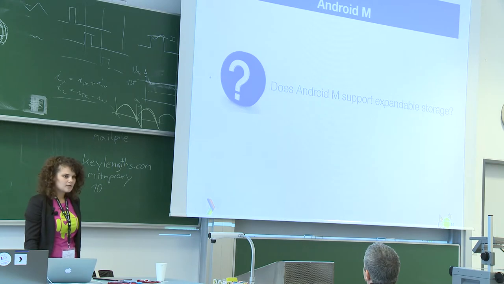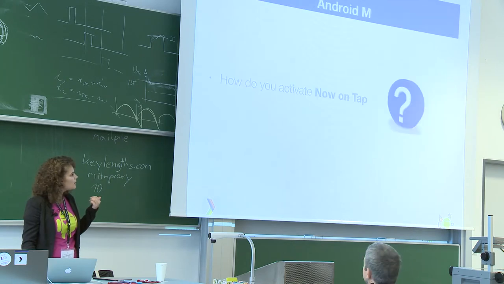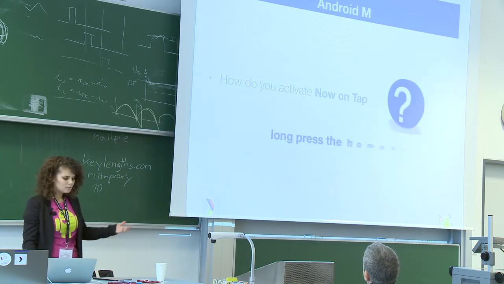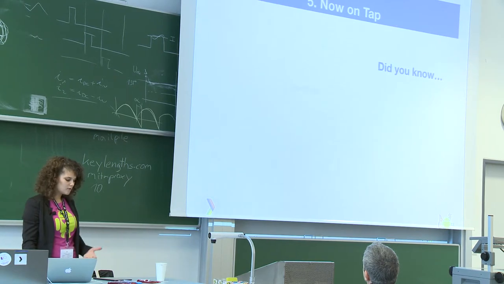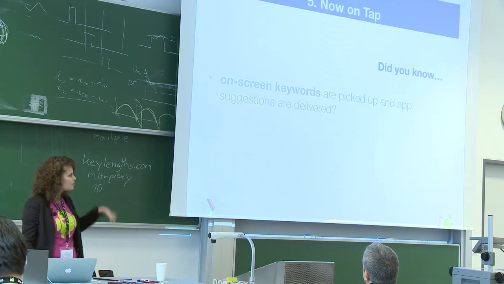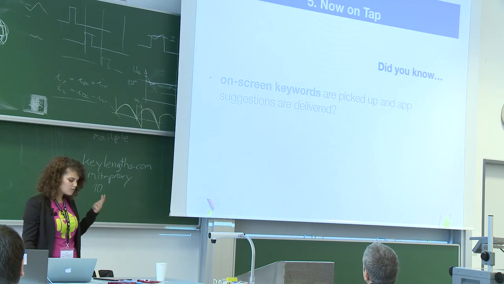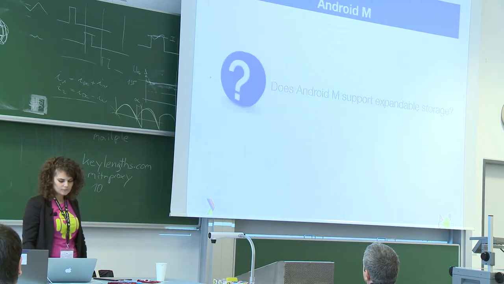So basically what Now on Tap does, it takes on-screen keywords and starts Googling for them. And you get either app ideas, or you start Googling for that. So these are people or places or things mentioned. You can get it from web pages, Google apps, or third-party apps. Just use Now on Tap, and you will get a list of what you can do.